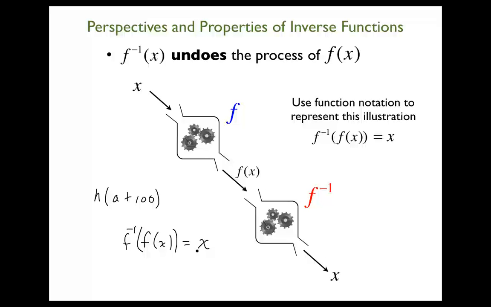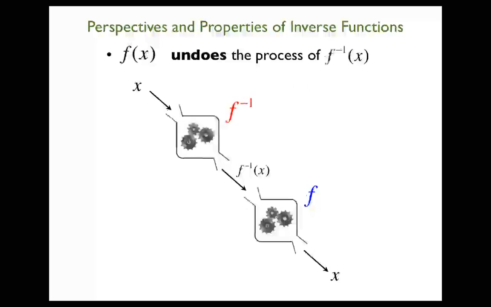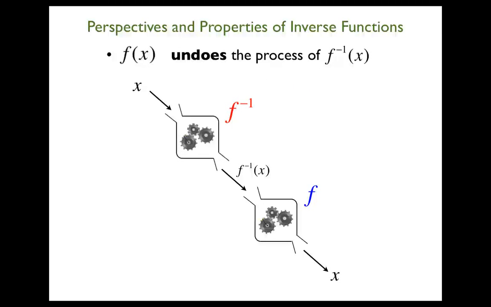Okay, questions? So if f inverse undoes f, what undoes f inverse? Watch this. Ready? Okay, so if f inverse undoes f, then f also undoes f inverse. Okay? Do it. Use function notation to represent that. So how would you do function notation? This should be easy now. How would you use function notation to illustrate that?